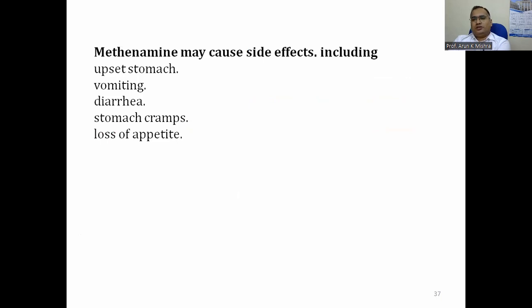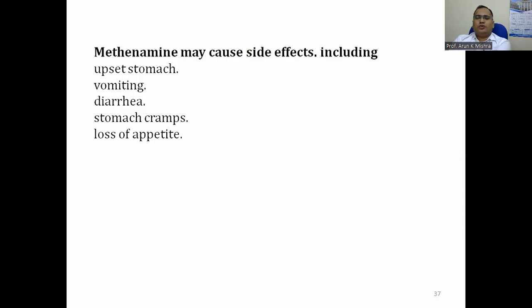But some side effects of urotropine are there, like upset stomach, vomiting, diarrhea, stomach cramp, loss of appetite, and all these. So this was all about the second part of Unit 3, that is fluoroquinolones, especially for the treatment of UTI, and some miscellaneous category of drugs. So this was all about antibiotics or anti-infective agents used to treat urinary tract infections. Thank you.